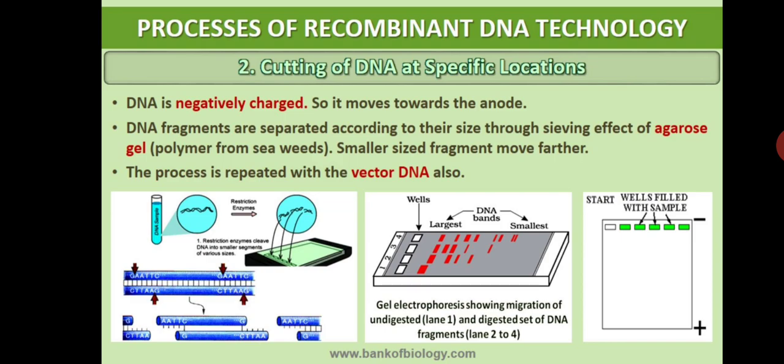This is the first point. And the second point: DNA fragments are separated according to their size through the sieving effect of the agarose gel polymer from the seaweeds. Smaller sized fragments move further.